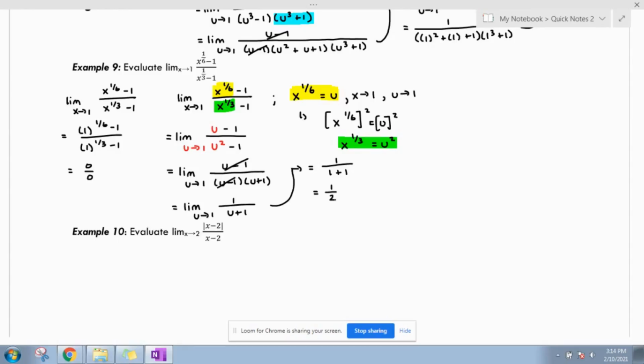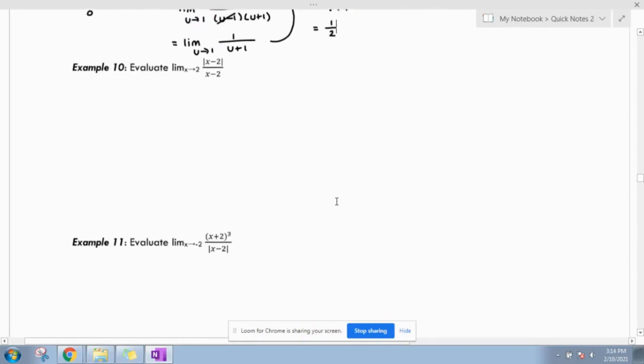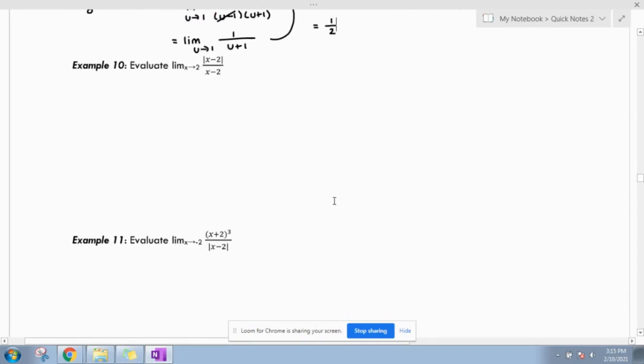Let's take a look at example D now. In example D, it says evaluate the limit as x approaches 2 for the absolute value of x minus 2 over x minus 2. In this question, what we're noticing is there are absolute values, and that's what's going to throw us off. So again, let's first start off with a direct substitution method.